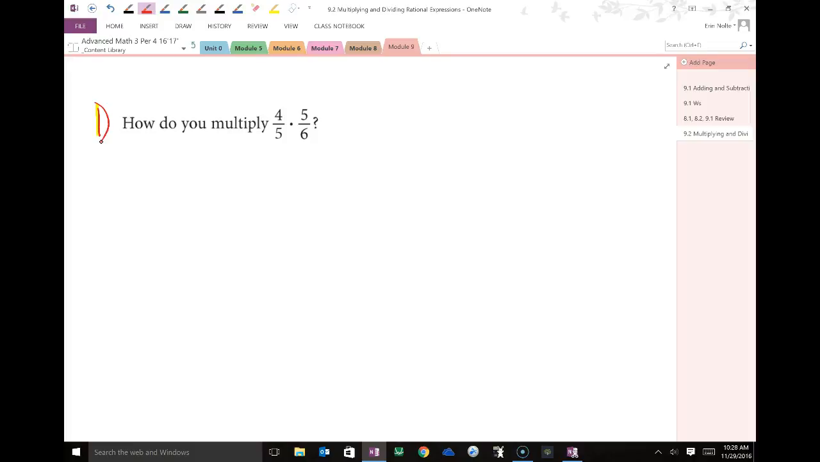Straight across? So, like, this is going to equal 20/30ths. And then we can say, oh, well, that actually reduces to 2/3. Okay, that was pretty easy. Did anybody do that differently?